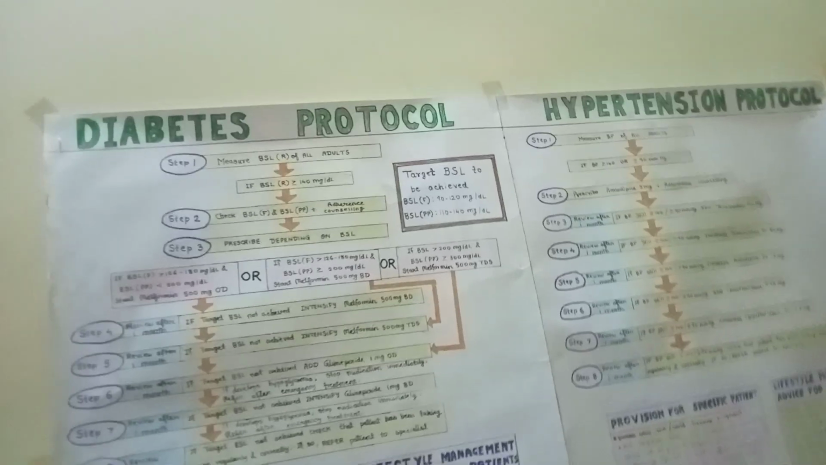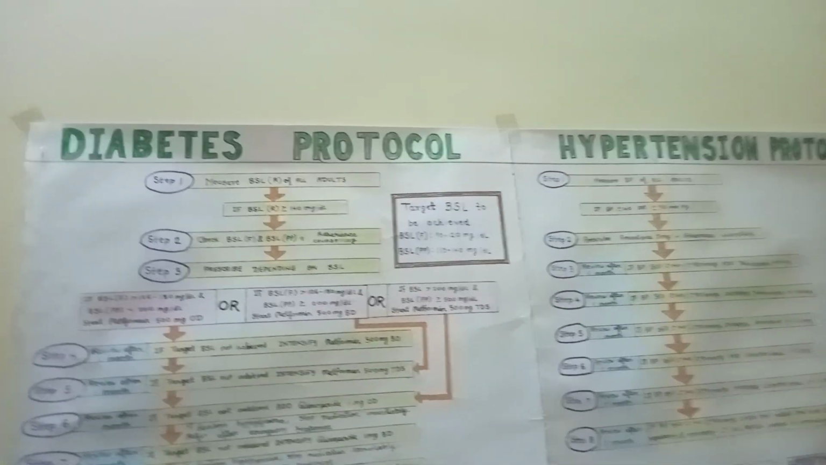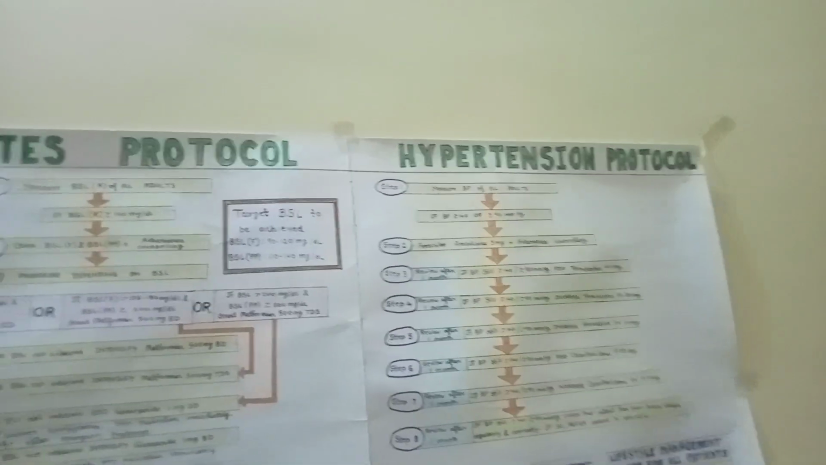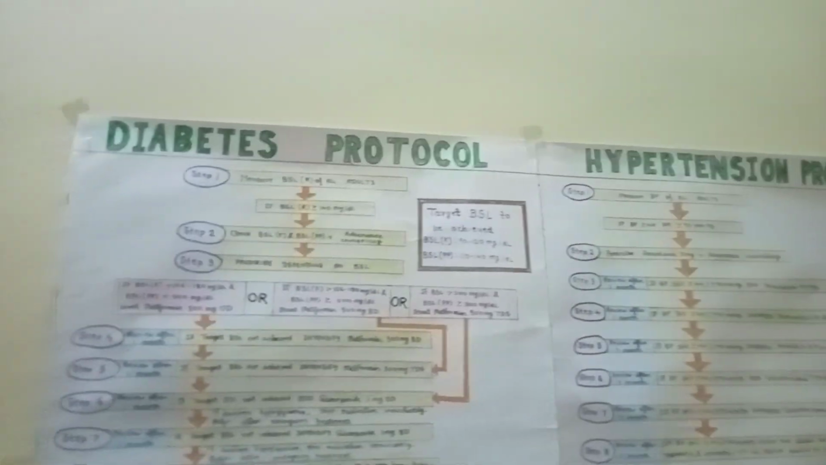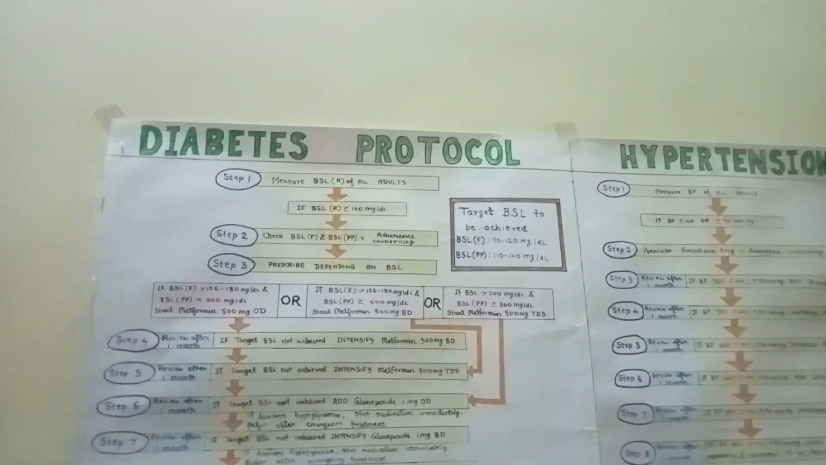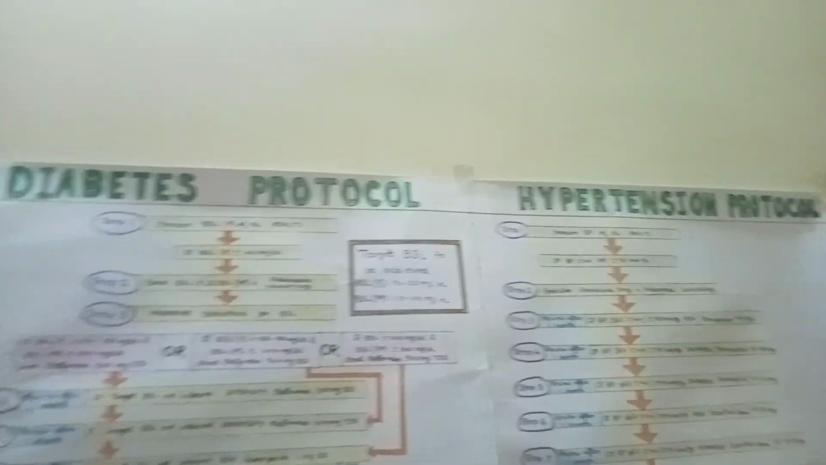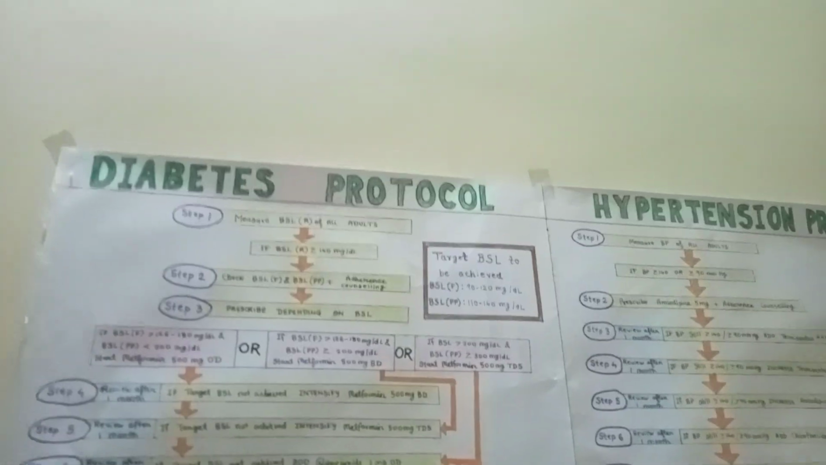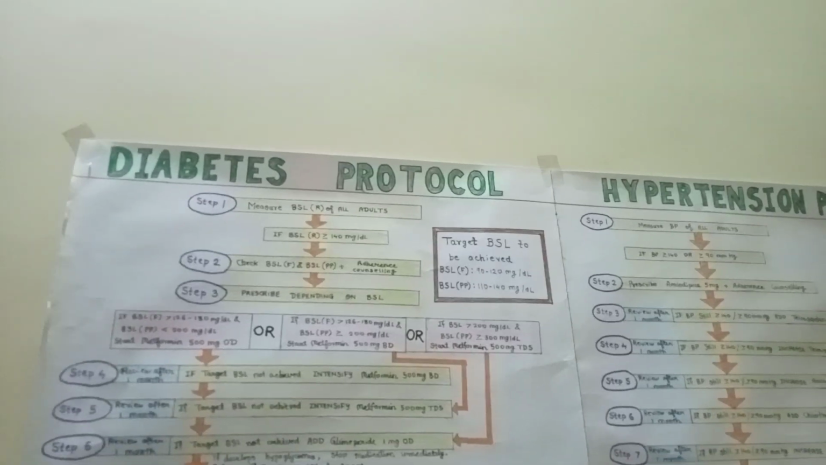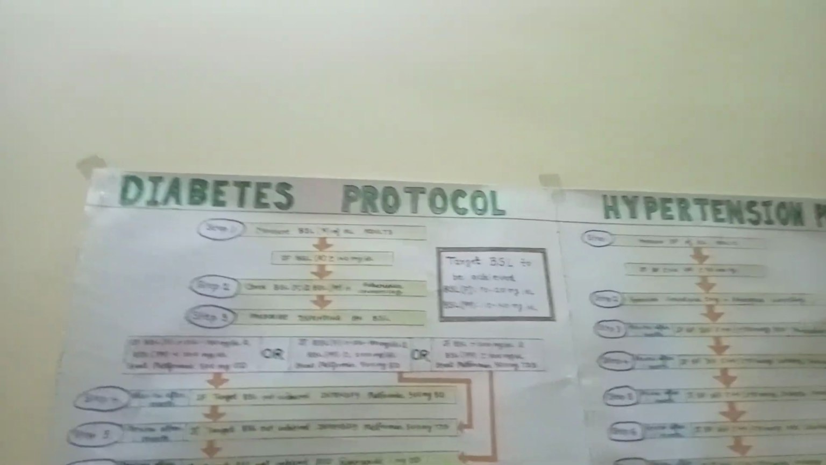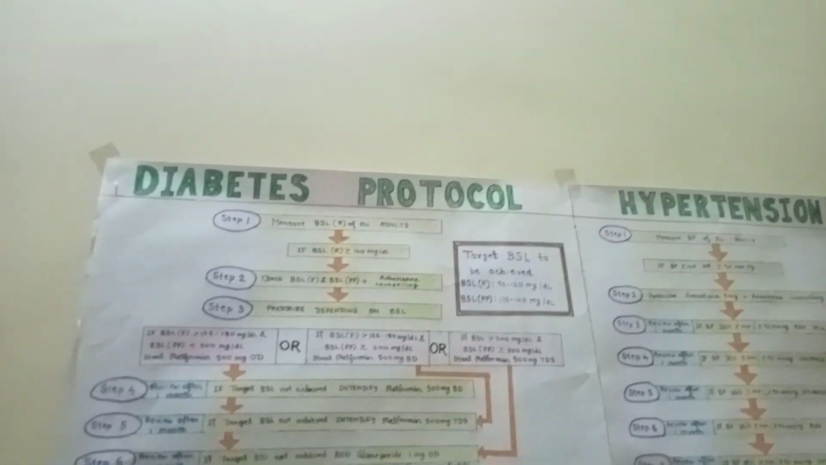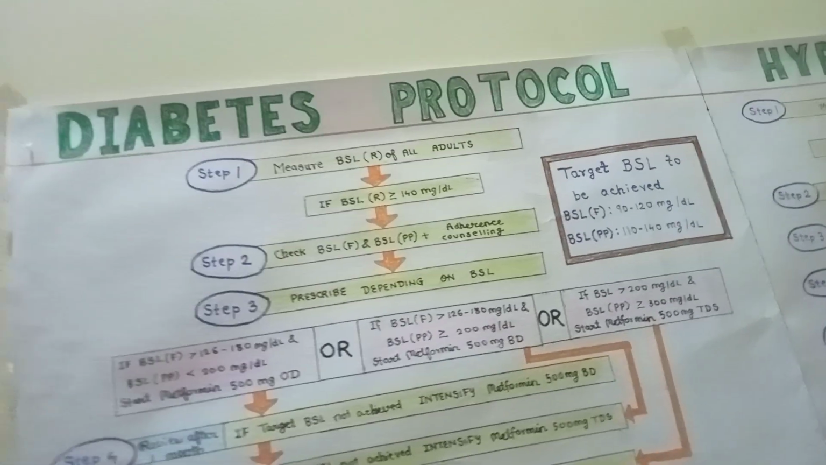So the discussion of today's topic is the diabetes protocol and hypertensive protocol, meaning how we should manage patients in the hospital medicine ward with respect to diabetes and hypertension, irrespective of age group, whether it is a child or mainly adults more than 40 or 60 years of age. So for diabetes, there are a total of 8 steps.